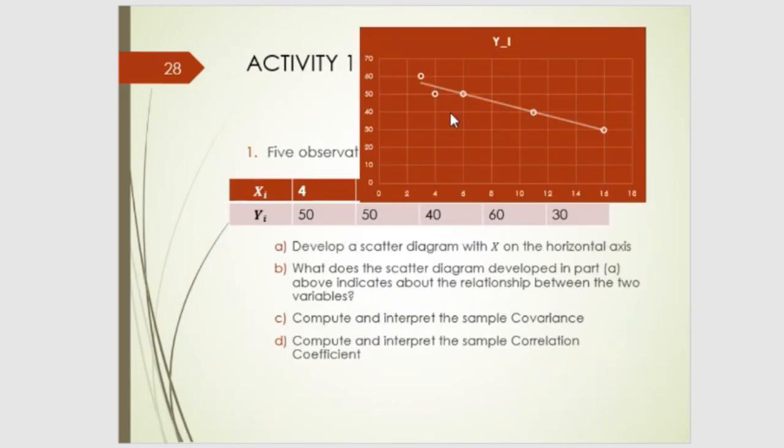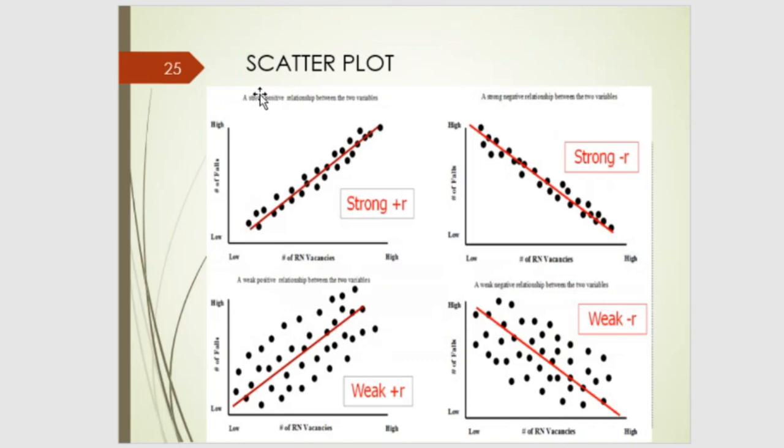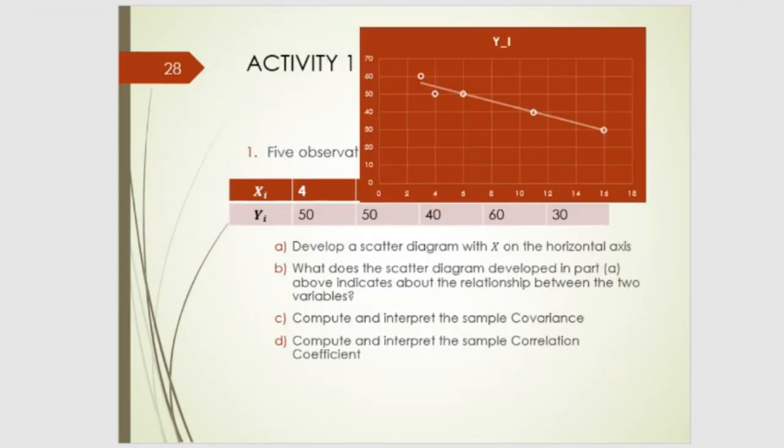Respond in terms of, okay, here's the second question. What does the scatter diagram developed in part A above indicate about the relationship between the two variables? So it means they've got what? Negative what relationship? That's what I want. Okay, sir. Yes, because it's based on this. The first one says a strong positive relationship between the two variables. The second one, a strong negative relationship between the two variables. Yes, because those are questions that will be asked and then you need to respond. Okay? Yes, sir. All right, thank you.